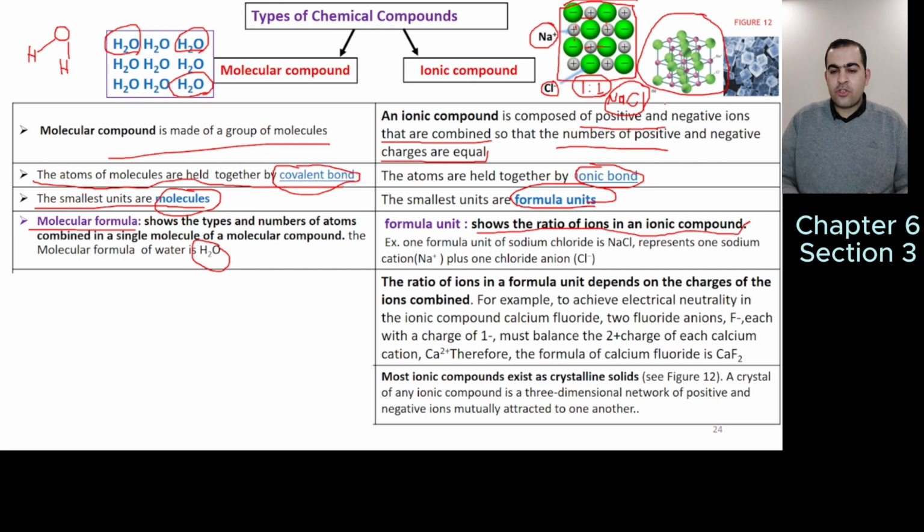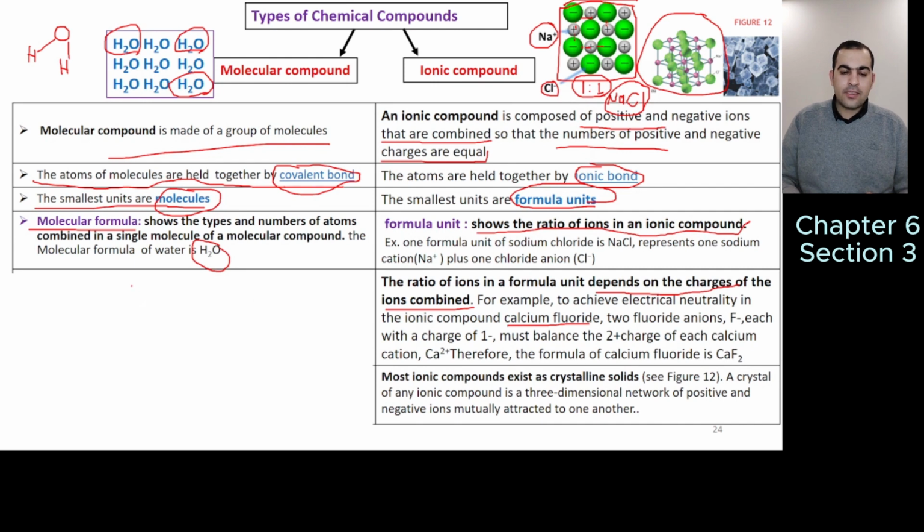But the ratio of ions is not always 1 to 1. It depends on the charge of the ions combined. How? For example, to achieve electrical neutrality in the ionic compound of calcium fluoride.